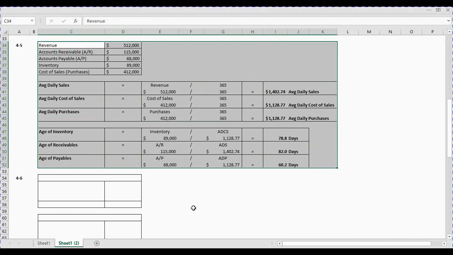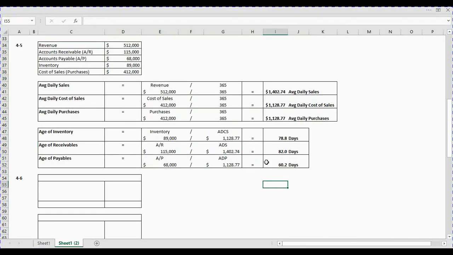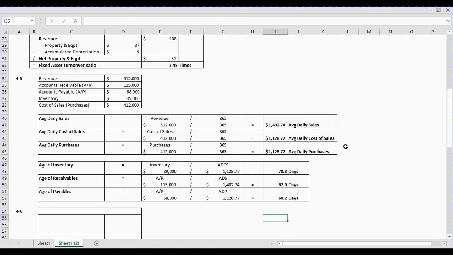In 4.5, we're doing a lot, but ultimately this is what we're trying to get to: age of inventory, age of receivables, and age of payables. I can't remember if this is one, yeah, this is one that I rearranged from the way I think the book presents it. But in any case, they give us a number of income statement and balance sheet accounts here as information. Again, I've changed all of these numbers, but obviously the calculation of the ratios still works the same.